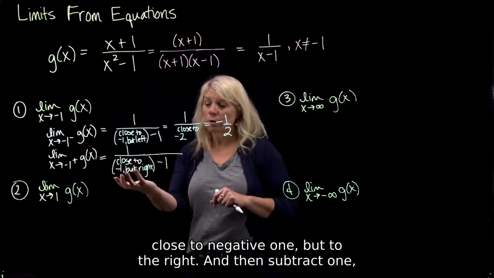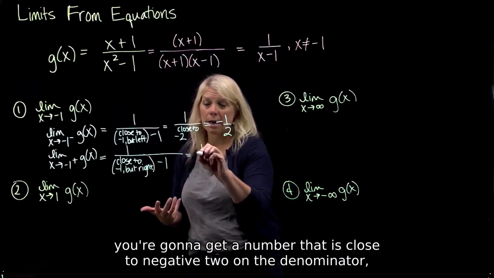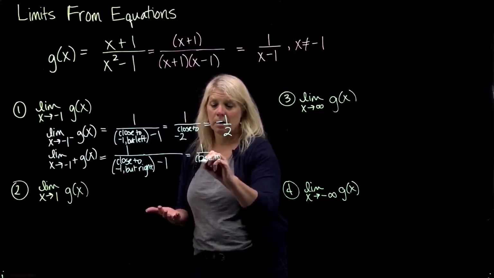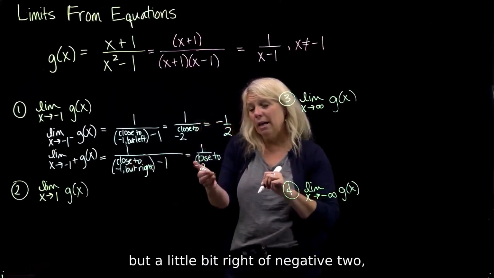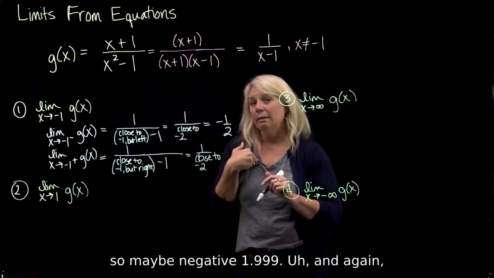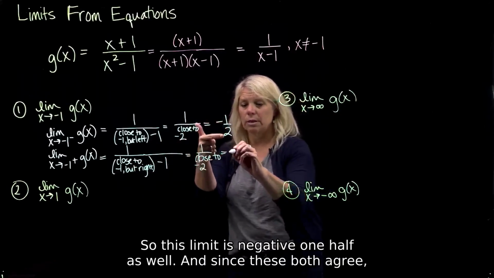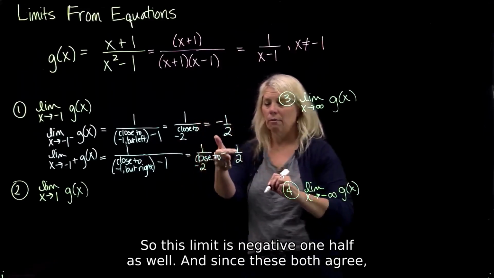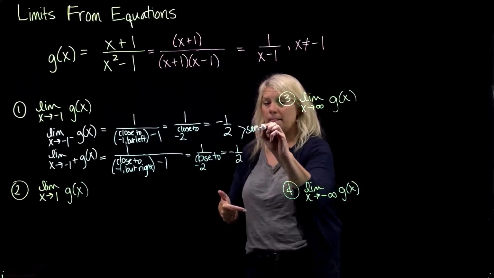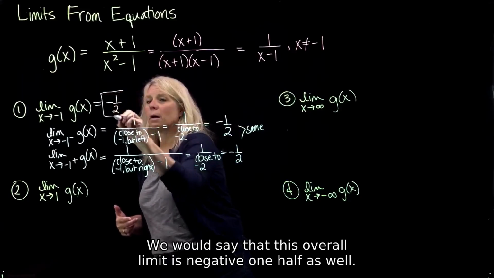If you plug in a number close to -1 but to the right and then subtract 1, you're going to get a number that is close to -2 on the denominator, but a little bit right of -2, so maybe -1.999. And again, that's getting closer and closer to -2, so this limit is -1/2 as well. And since these both agree, we would say that this overall limit is -1/2 as well.